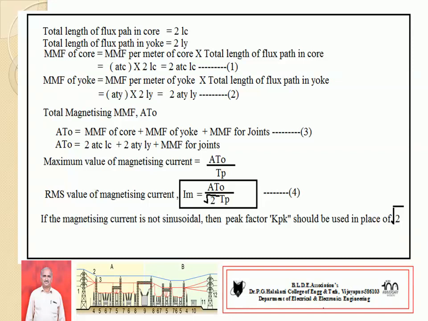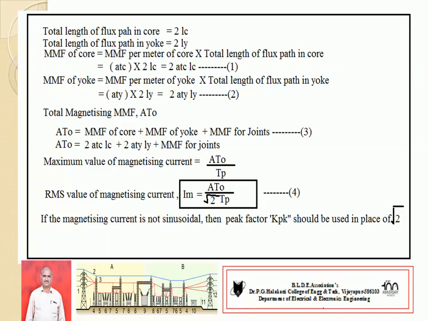Similarly, we can go for mmf in yoke. So mmf for yoke is equal to mmf per meter of yoke, aty, times total length of flux path in yoke, 2Ly. So it becomes equation number 2. So total magnetizing mmf, AT naught, in general expression: total mmf equals mmf of core plus mmf of yoke plus mmf of joints, equation 3. Then you substitute actual values from equations 1 and 2.